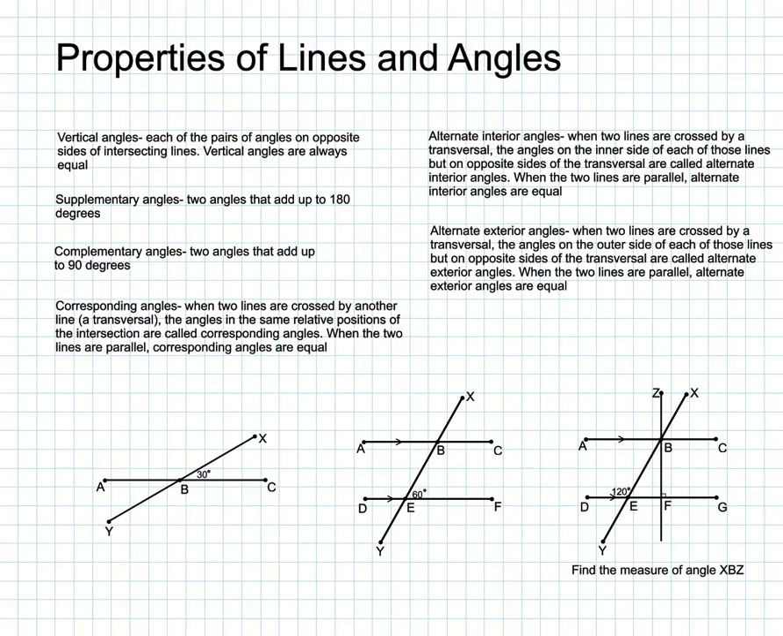So if we look at the figure in the bottom left, we see angle XBC is labeled as 30 degrees. The vertical angle to that is angle ABY. So we know that angle ABY is also 30 degrees.